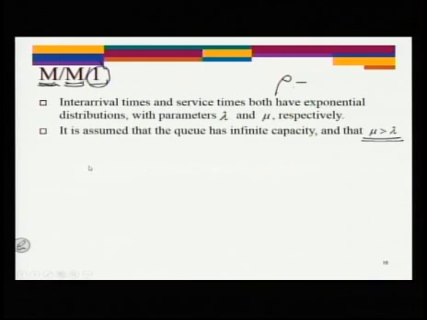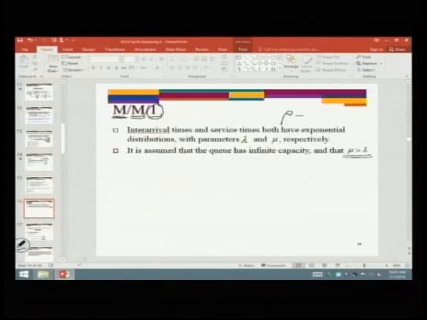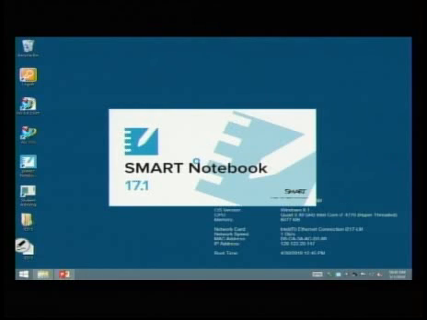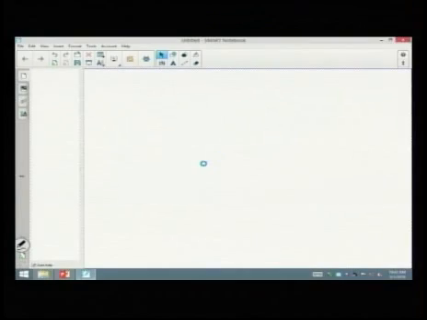Okay, let me use a different program. I don't know why it doesn't work quite well today. So let me use the smartboard instead of the PowerPoint slide.